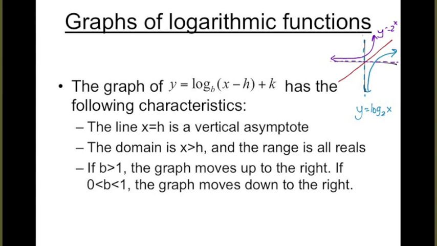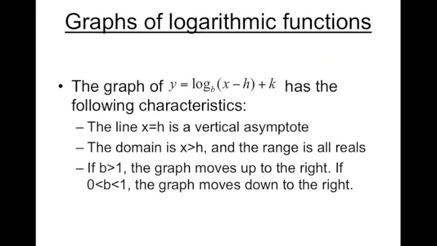So our characteristics say that we have this vertical asymptote. Before, with exponentials, our domain was always all reals, but our range was limited. Now that's going to be opposite. Our domain is going to be limited, but our range will be all reals because these are opposite types of functions of each other.